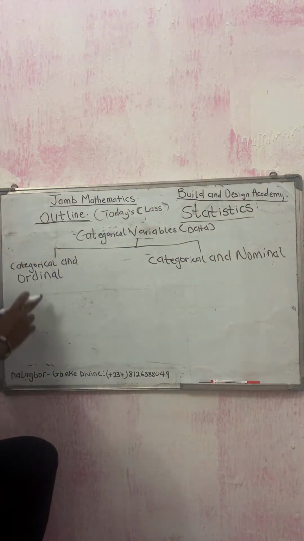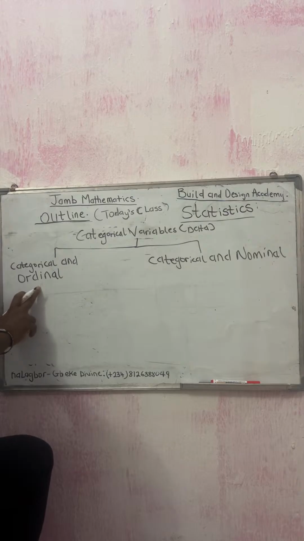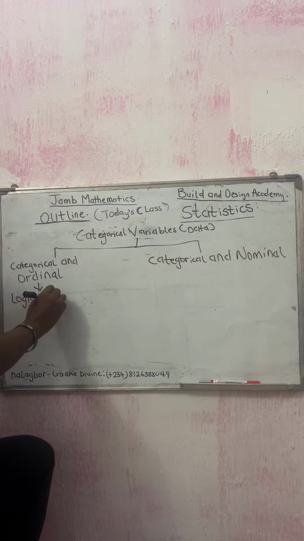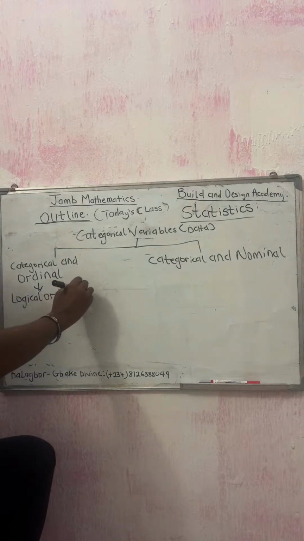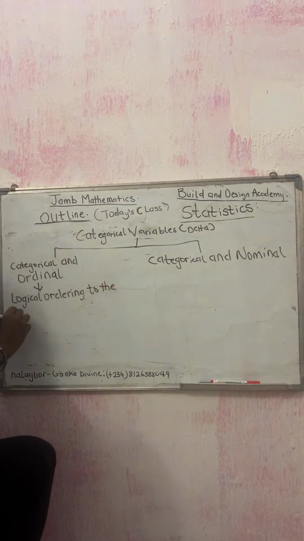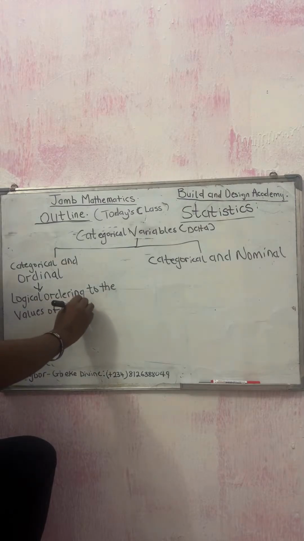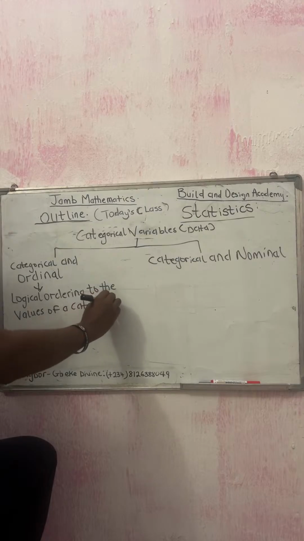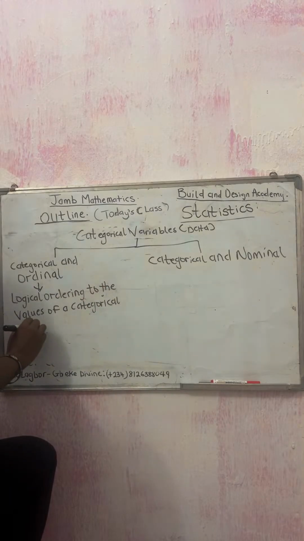So there are two. Now, under this categorical and ordinal, this is the way we arrange things. It is the logical ordering to the values of a categorical variable. So we can say: logical ordering to the values of a categorical variable.